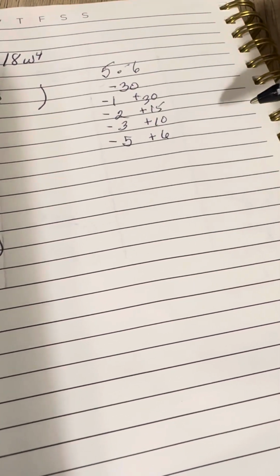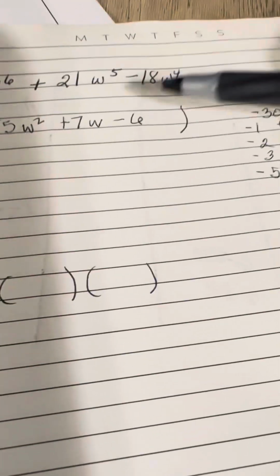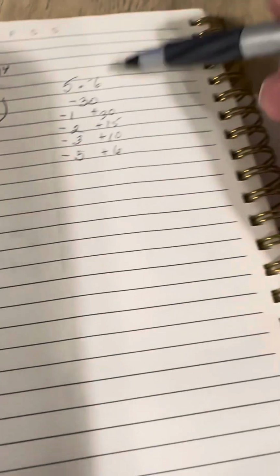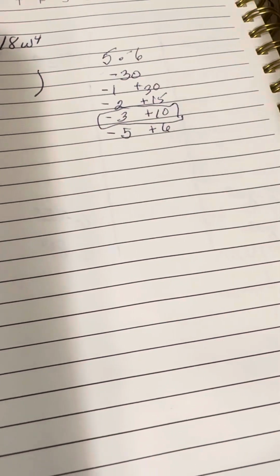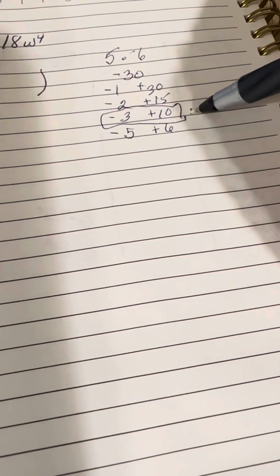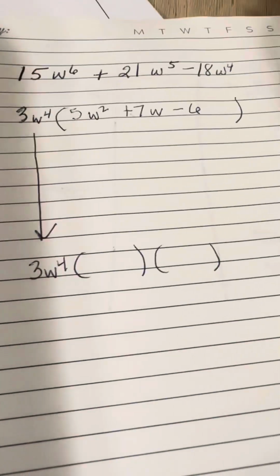Step 6 says, look for the set that when you add it together, it equals the middle term. Well, my middle term is a positive 7. So I'm looking at all these sets, and the one that equals a positive 7 when you add it together is the positive 10 and negative 3. And so this is going to be used to rewrite the middle term. It's not going to be a 7W anymore. It's going to be a negative 3W and a positive 10W.